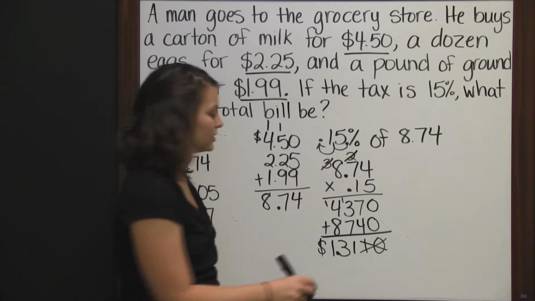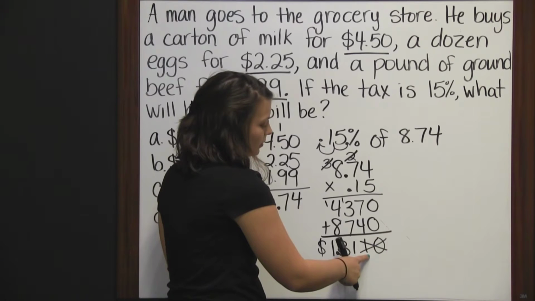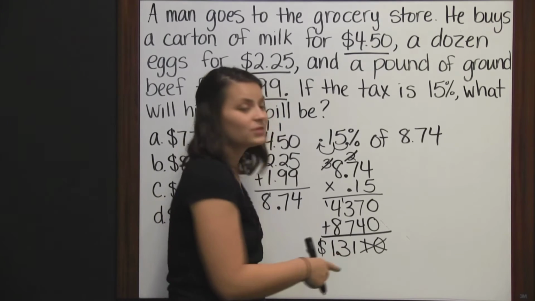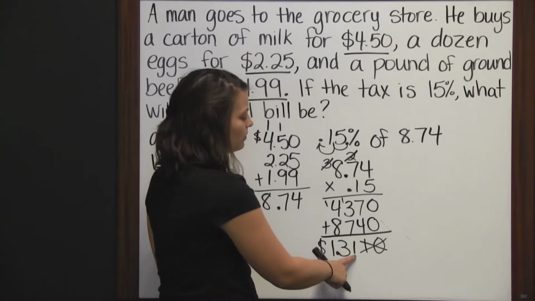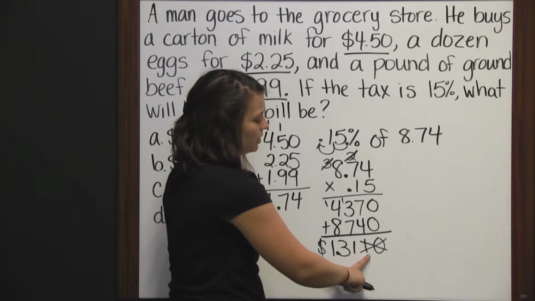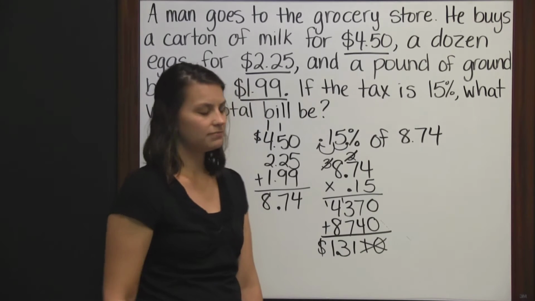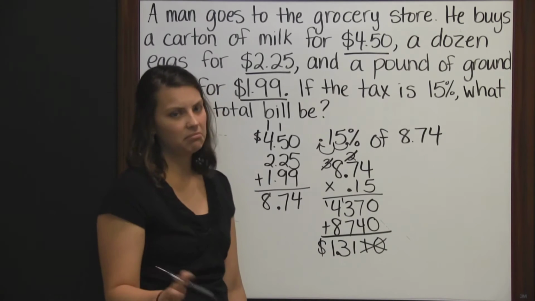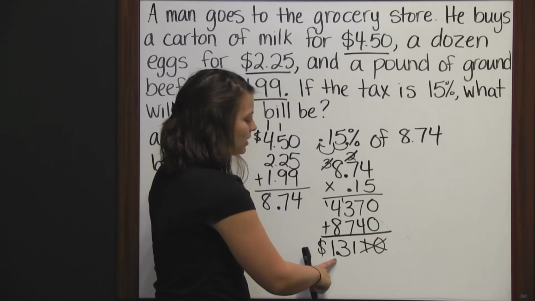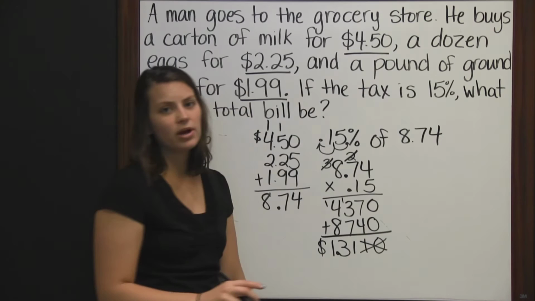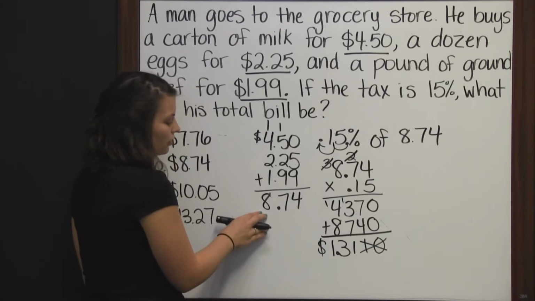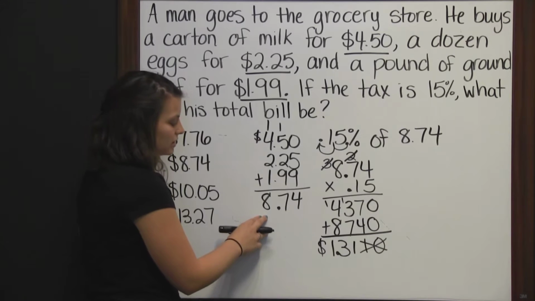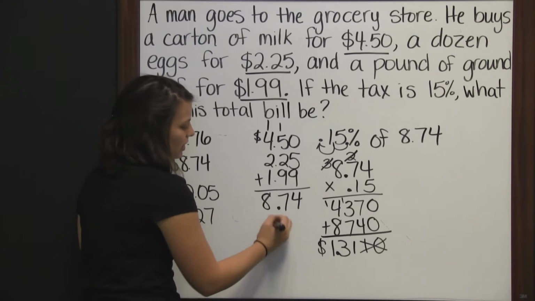And we can do that since 1 wouldn't cause this 1 to be rounded up, since we only round up if the number is 5 or above. So we can really just get rid of them. So that means that he's going to pay $1.31 in tax. So we take his total before tax and then add the tax to it.